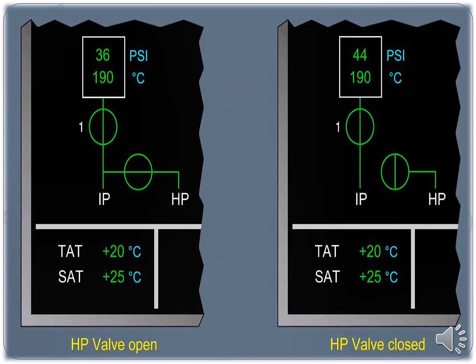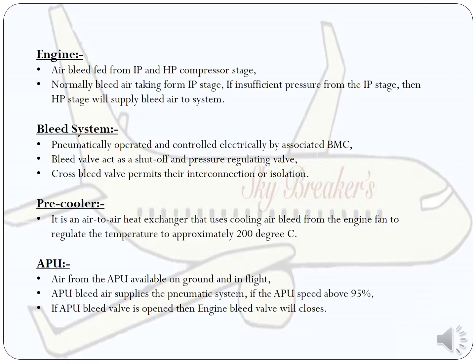Here you can see HP valve open and bleed air supplying to the system, and this is HP valve closed and IP is supplying to the pneumatic system. These points are important and need to be remembered.